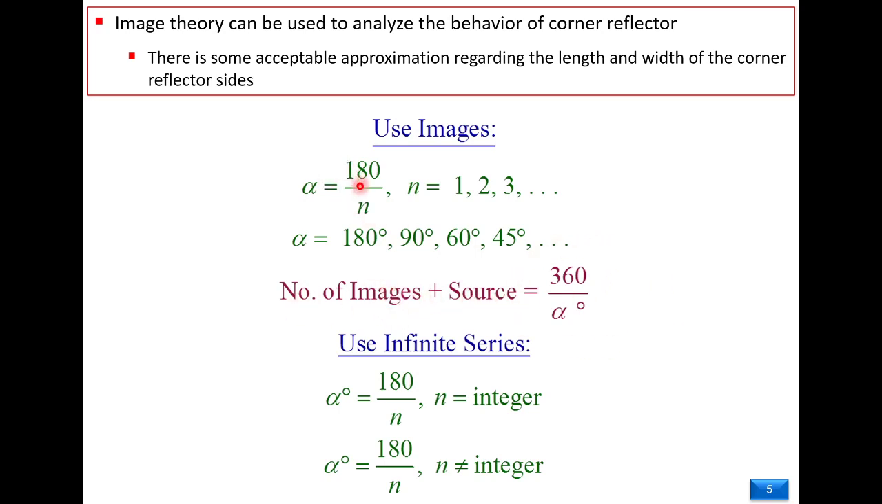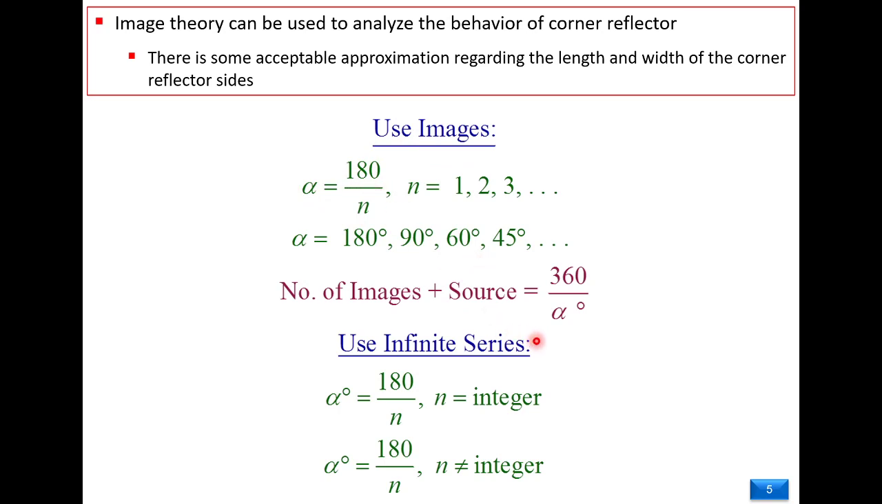So if the angle is 90, so alpha is 90, which is 180 over 2, we'll have 360 over 90, we need 4. If it's 60, we need 6. If it's 45, we need 8. If it's 30, we need 12, so on and so forth. As long as alpha is 180 over some integer.